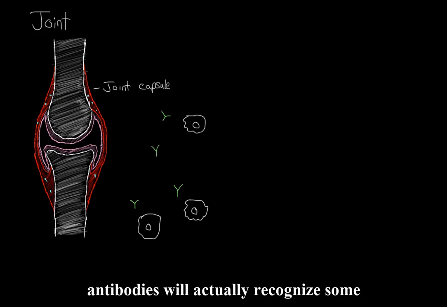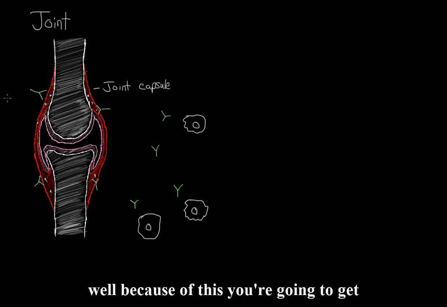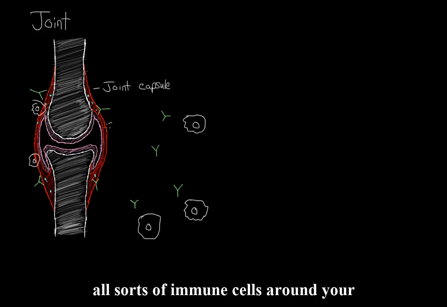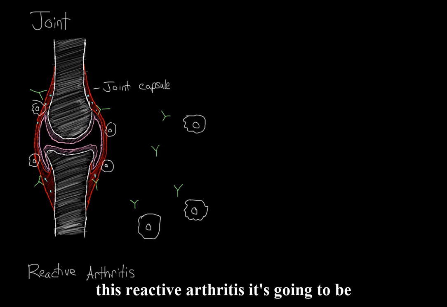However, those antibodies will actually recognize some of the proteins in your joint capsule as well. Because of this, you're going to get all sorts of immune cells around your joints. And when this happens, we call this reactive arthritis. It's going to be very difficult and very painful to move around your joints.